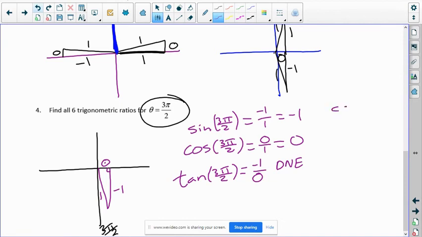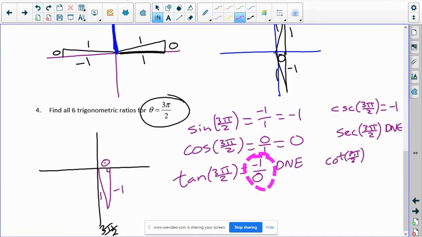We can check cosecant, the reciprocal of sine. Well, the reciprocal of negative 1 is negative 1. Secant is the reciprocal of cosine with the exact same angle, which is now 1 over 0, which does not exist. It's undefined. And then cotangent of 3 pi halves: you can go look back at this ratio and reciprocate that. That gives you the adjacent over the opposite. The adjacent was 0 over the opposite of negative 1. This is 0.